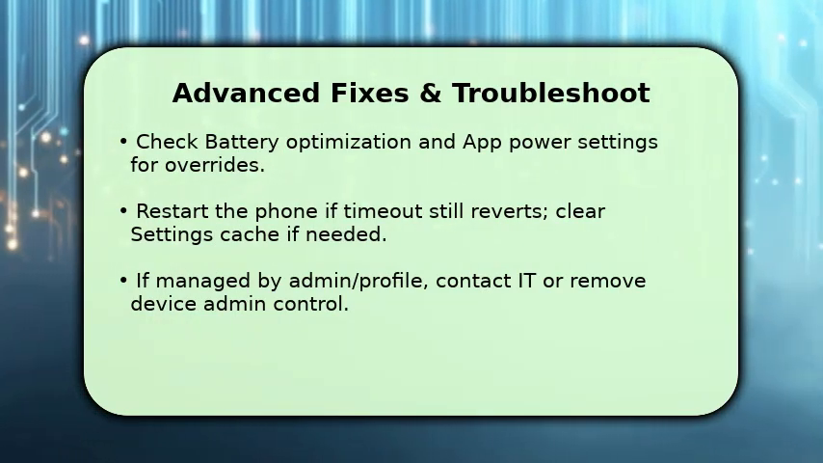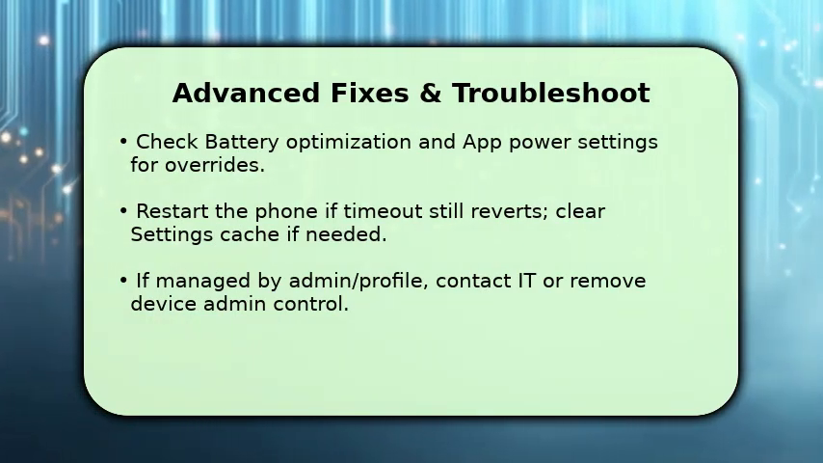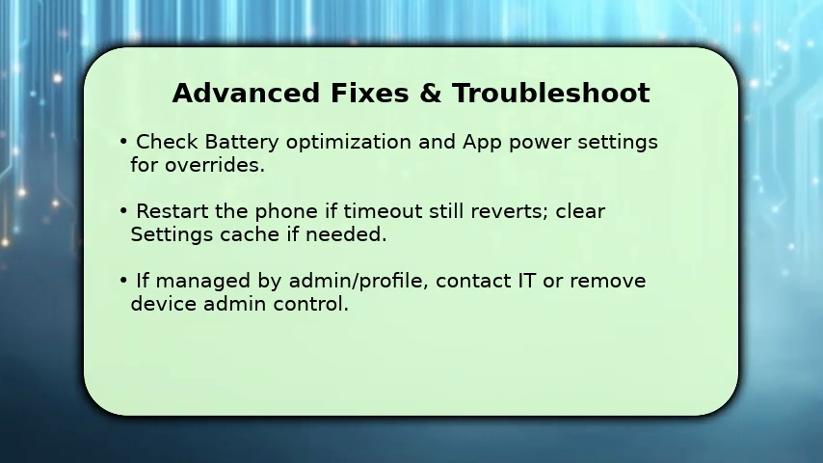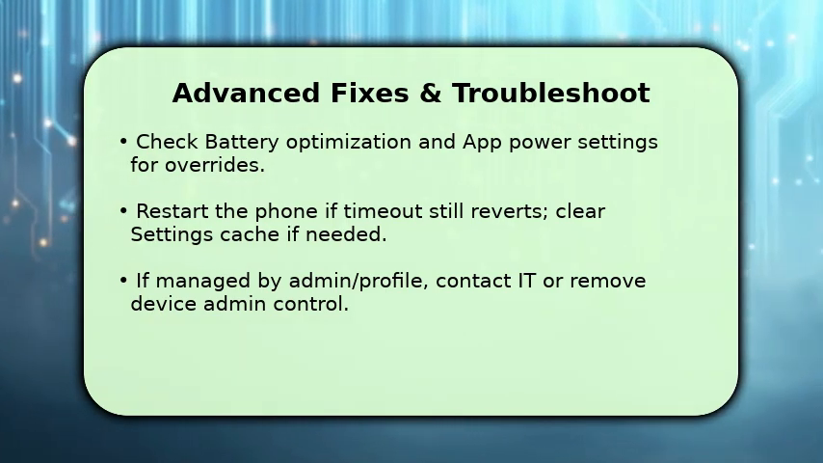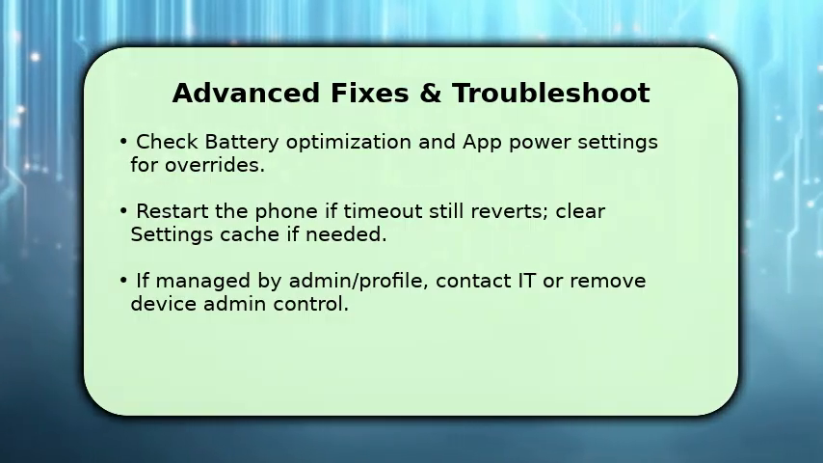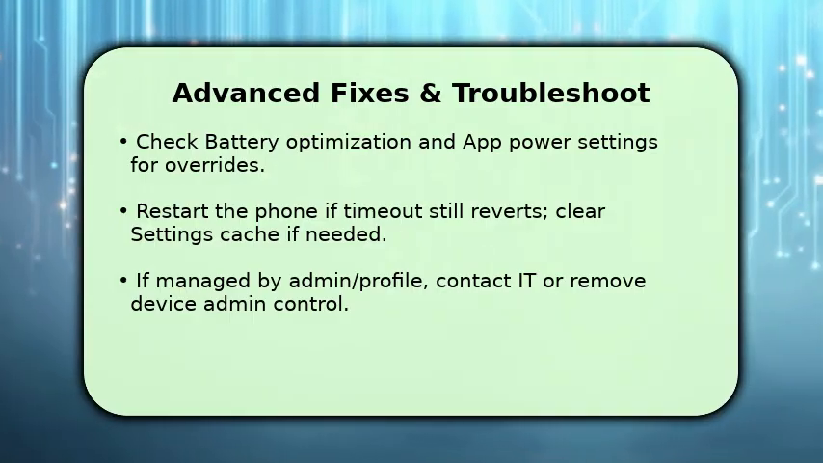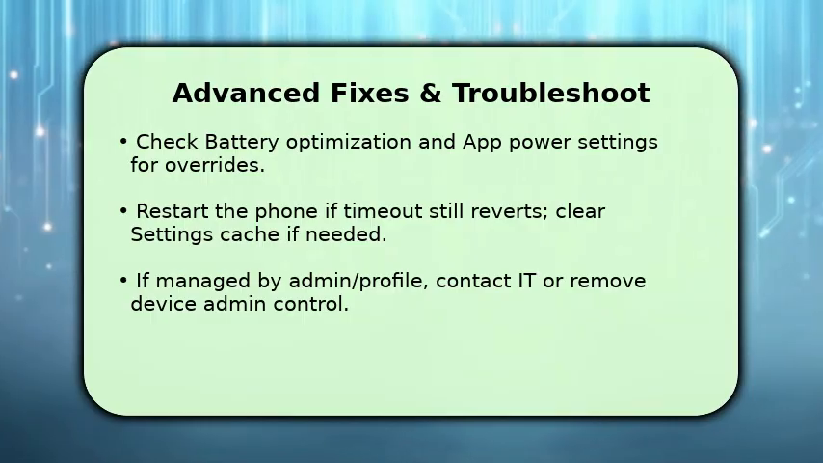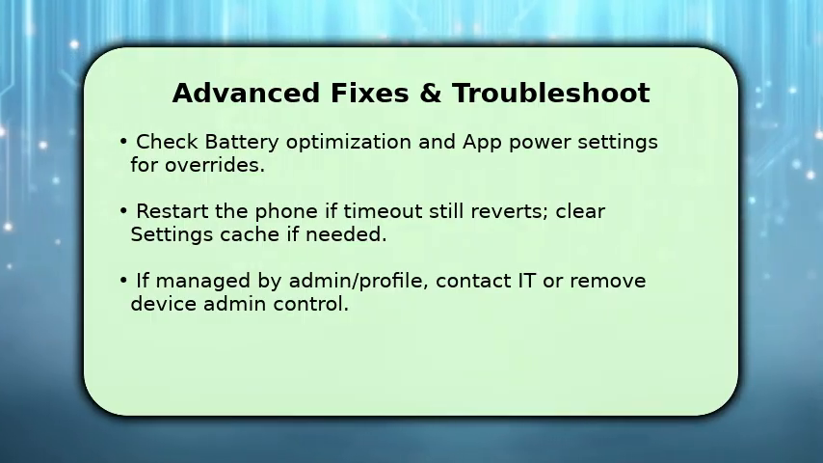Go to Battery Settings and App Launch or App Power Saving to ensure the Settings app isn't restricted. If the timeout reverts after changing it, restart the phone and retest. Clearing settings cache can help. Finally, if a work profile or device admin enforces timeouts, you'll need to contact the administrator or remove that profile. Otherwise, the system will keep reverting.